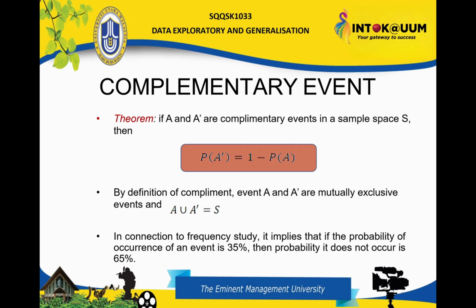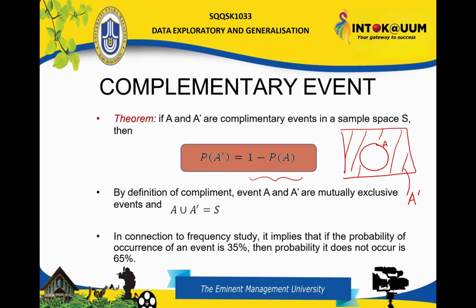A complementary event shows what happens when the event we are tracking does not occur. So if we look at the sample space again, so let's say we have event A, the complement will be the area outside the circle. So if we call our event A, then its complement is written as A prime. The probability of A prime is simply 1 minus the probability of event A.